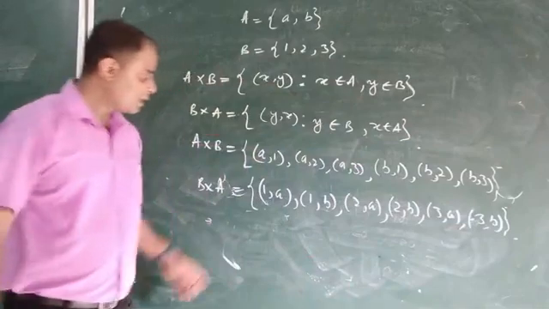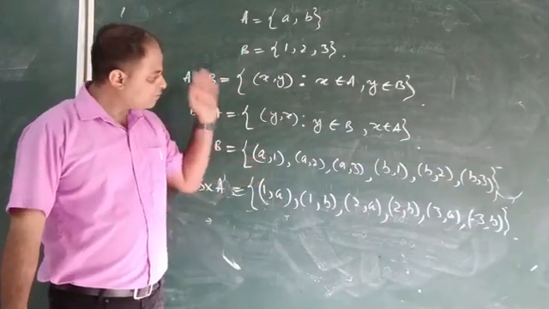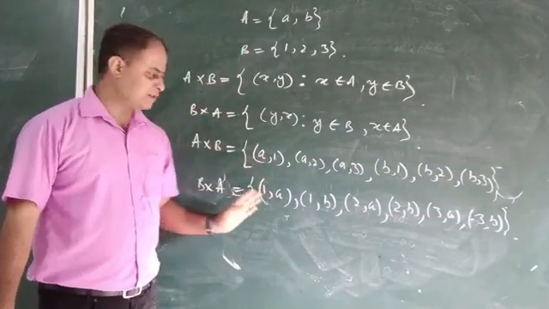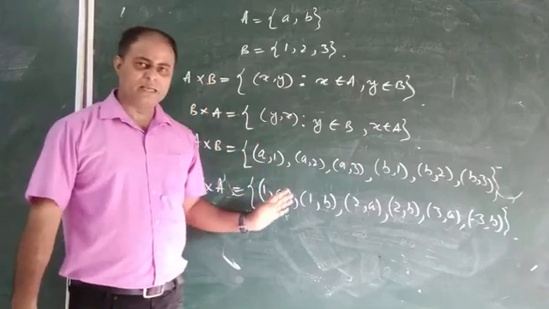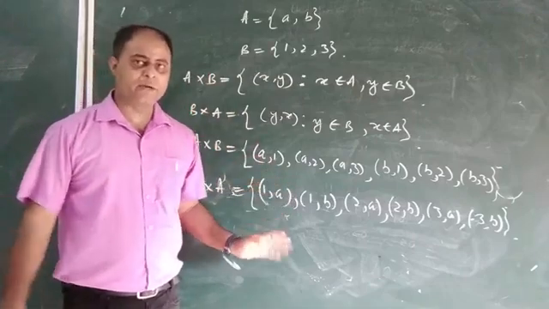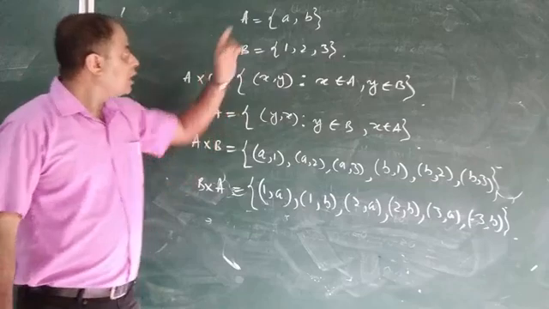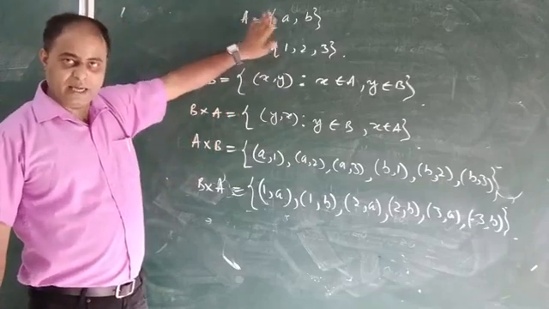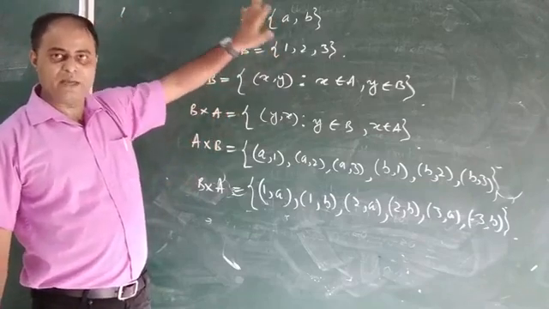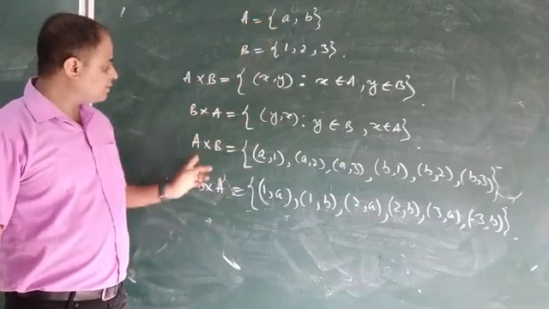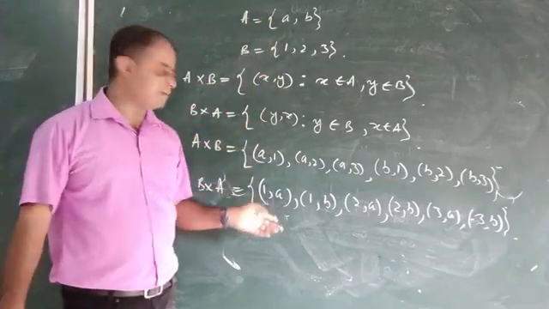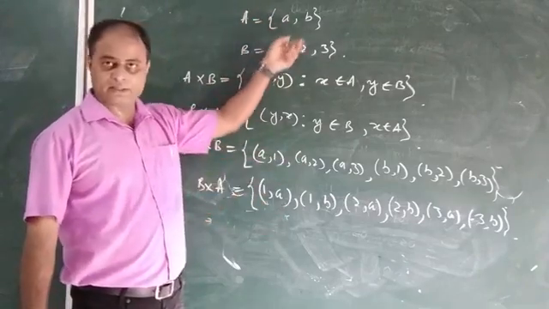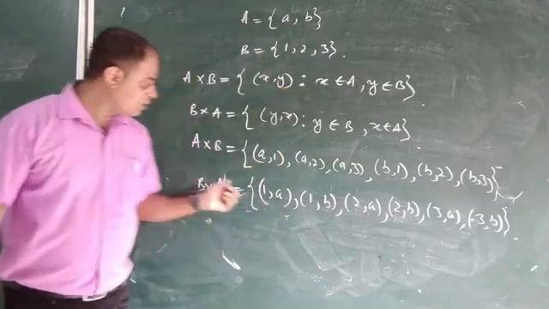I am giving you a rough idea about relation and function. It will be discussed in detail in your function chapter. Okay. Now, if we have two sets A and B, A contains 2 elements and B contains 3 elements, then A cross B and B cross A contain the same number of elements, that is 6. 2 into 3 is 6 elements. But A cross B is not equal to B cross A.